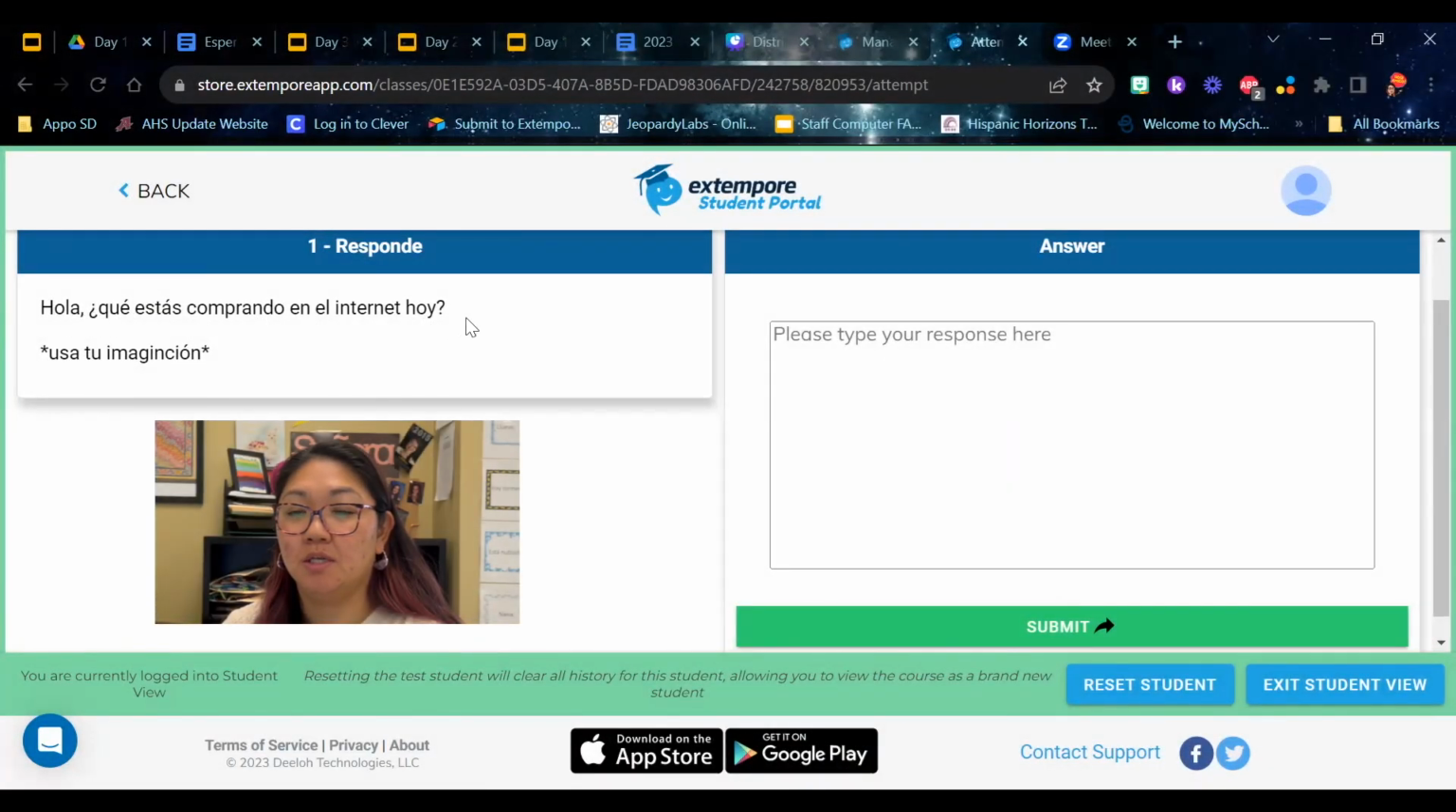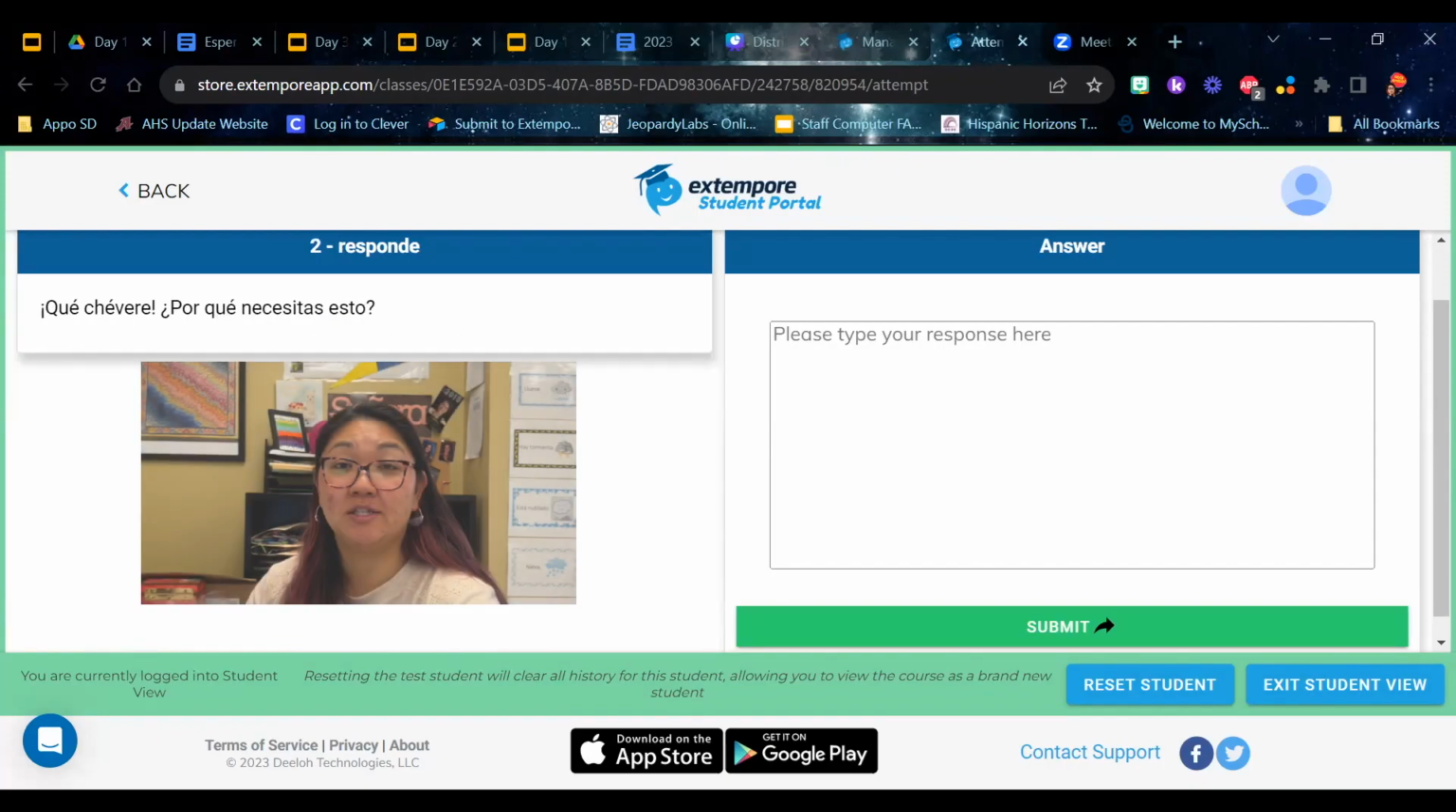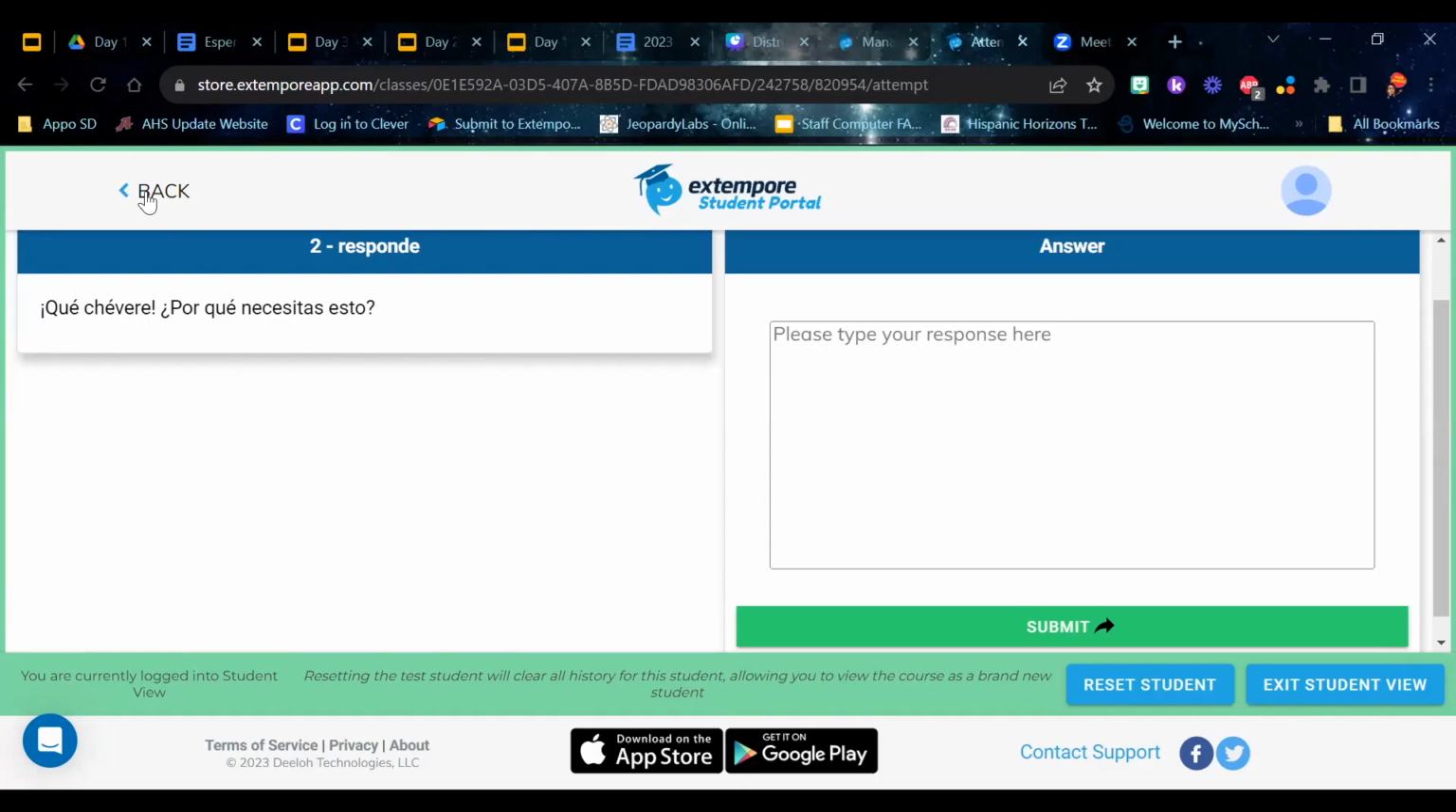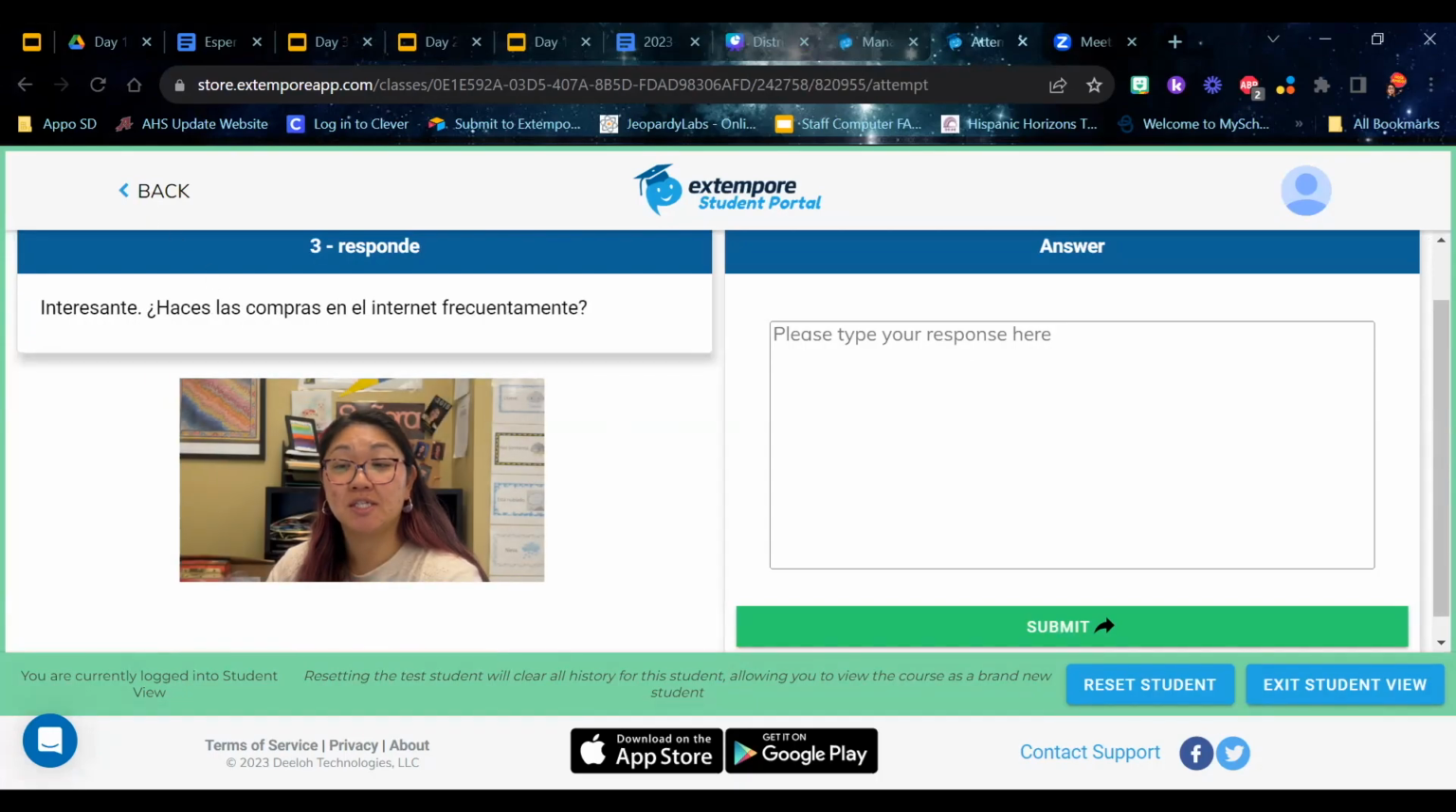In question 1, their friend asks them, Hola, ¿qué estás comprando en el internet hoy? And they were asked to use their imagination about what they were buying. The conversation continues, Qué chévere, ¿por qué necesitas esto? Asking about why were they shopping for that particular item. Question 3, interesante. ¿Haces las compras en el internet frecuentemente? And then they could respond by how often they shop online.